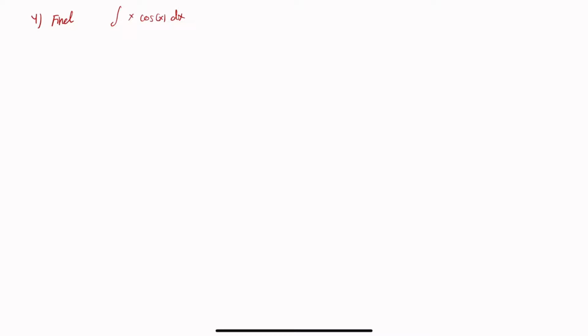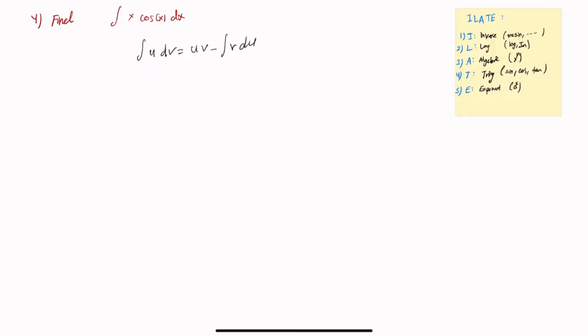So now let's use integration by parts. Remember, integration by parts is the integral of u dv equal to uv, and then minus the integral of v du. So the first step is to choose u and to choose dv. To do that, I'm going to use the ILATE acronym.